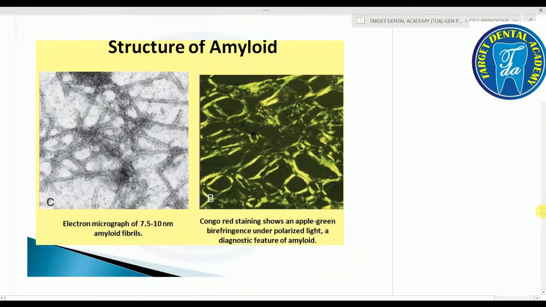See, this is the structure of an amyloid. This is an electron micrograph of amyloid fibrils, 7.5 to 10 nanometer. And very important, a commonly asked MCQ: this is Congo red staining, which shows an apple green birefringence under polarized light, a diagnostic feature of amyloid. Very important.